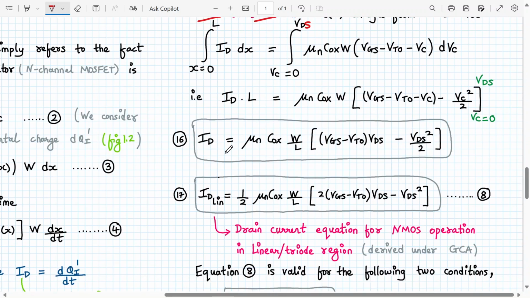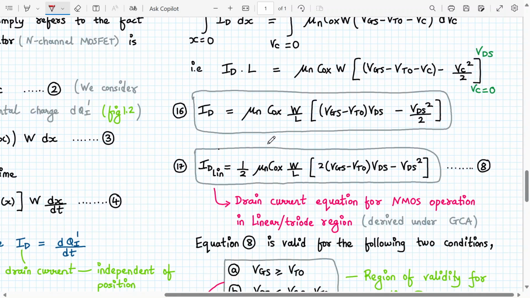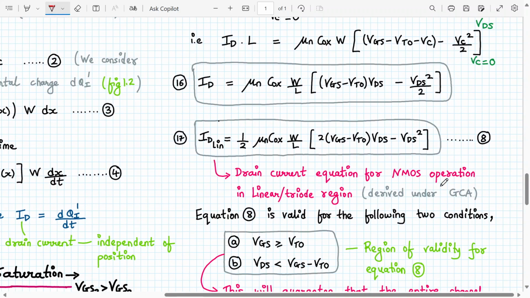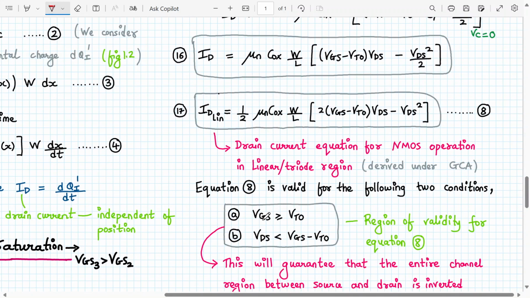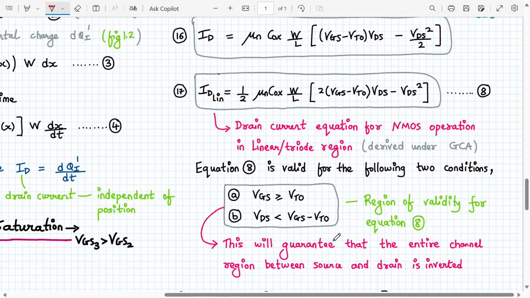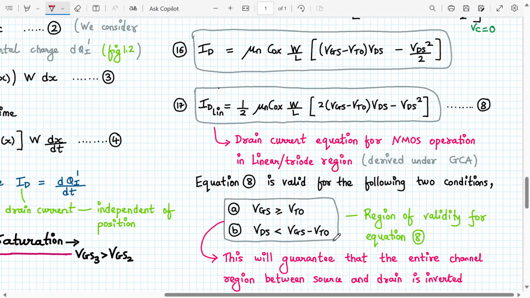Or if we take this half out, I will get id linear as half mu n C ox W by L twice Vgs minus Vto Vds minus Vds the whole square. So this is my drain current equation for n channel MOSFET in the linear region, and this is valid under two conditions. Region of validity of this expression is Vgs should be greater than or equal to Vto, and Vds should be less than Vgs minus Vto. So this will guarantee that the entire channel between source and drain is inverted.